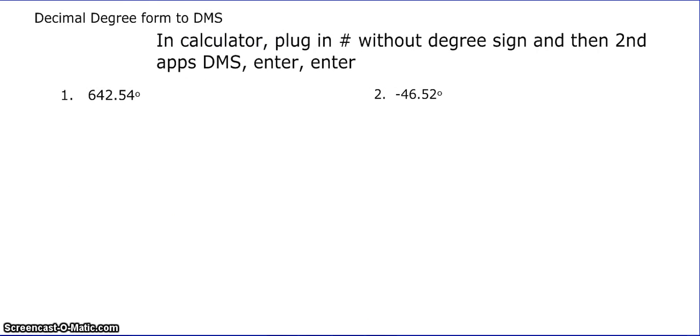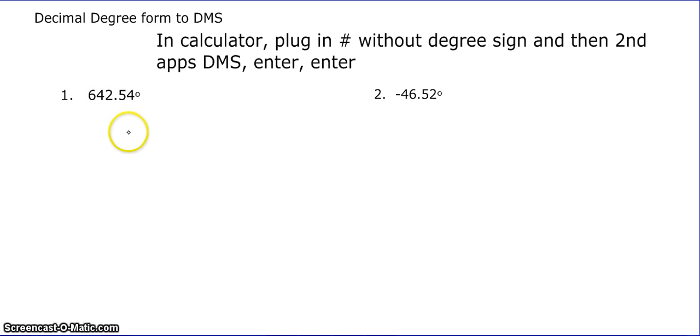Now the next thing we're going to look at is what if we want to go the other direction. So what if we have decimal degree but we want to turn it into degrees, minutes, seconds? It's even easier on the calculator. So we're just going to plug in the number, not writing the degree symbol, and then hit second angle, and then the fourth choice down is DMS.